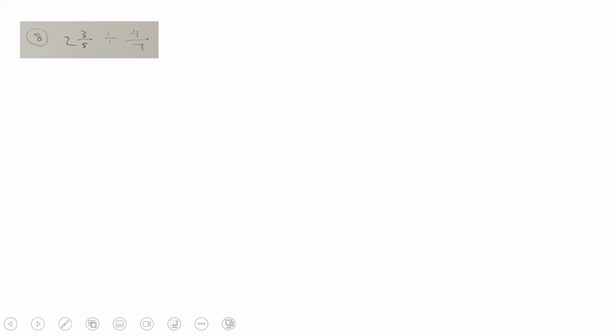Number 8, some more division, but of course we're going to convert that mixed numeral into an improper fraction. 2 5s are 10 plus the 3 we started with is 13 over 5. Now this is divided by 4 over 7. That's the same as times 7 over 4. Right? Remember, we invert the second fraction, we flip it upside down, and we do multiplication instead.